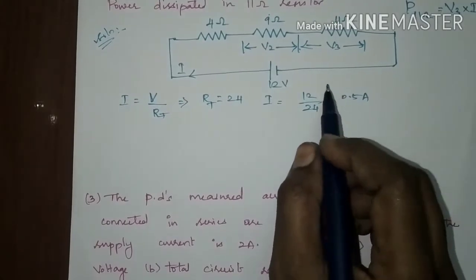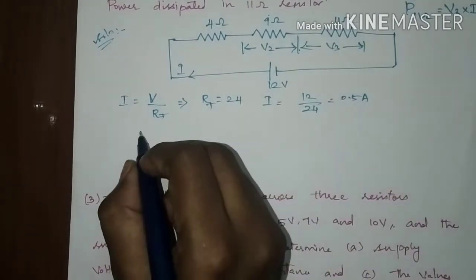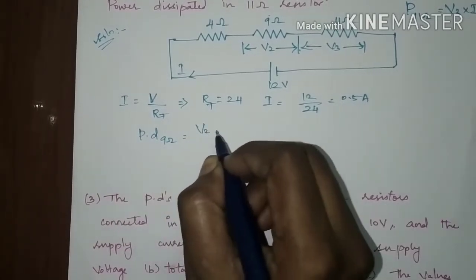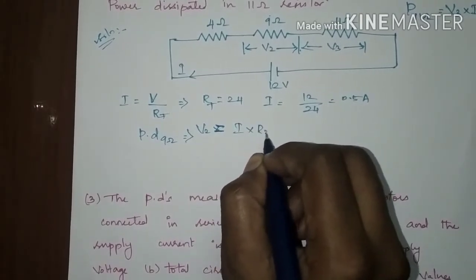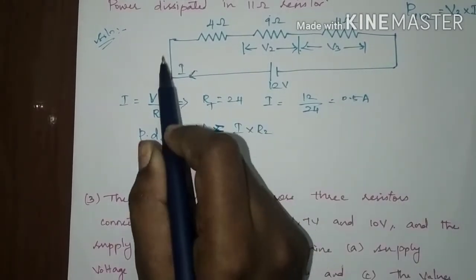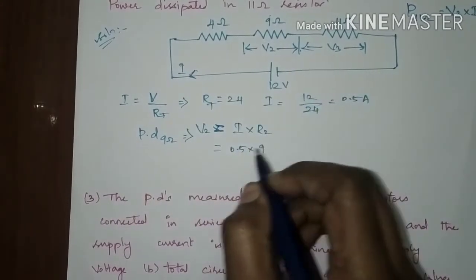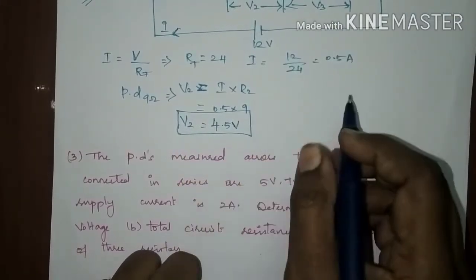Now we can find the values of V2 and V3 to calculate the power value and potential difference. Potential difference across 9 ohms, that is V2. V2 can be given by I into R2. The current in a series circuit would be the same, so current is 0.5 amps into 9. The value of V2 is 4.5 volt.